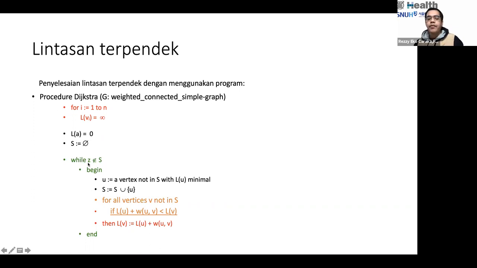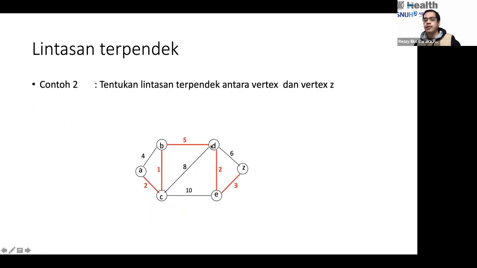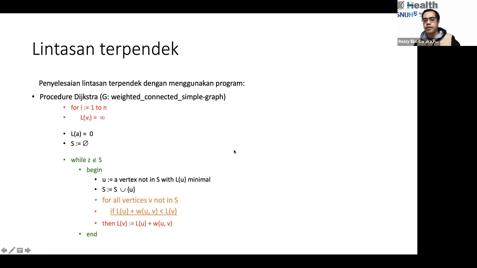As the element of the S is equal, for every subset of the S, I can begin with the U starting from the A vertex not in the S, with the L(U) should be minimal or the shortest range. So every subset of the union of every U can use the 4 or the vertex for the V, not in S. So we can use L(U) plus W(U,V) should be less than L(V), because this is our last distance or last location. That's why the value should be less than this location.